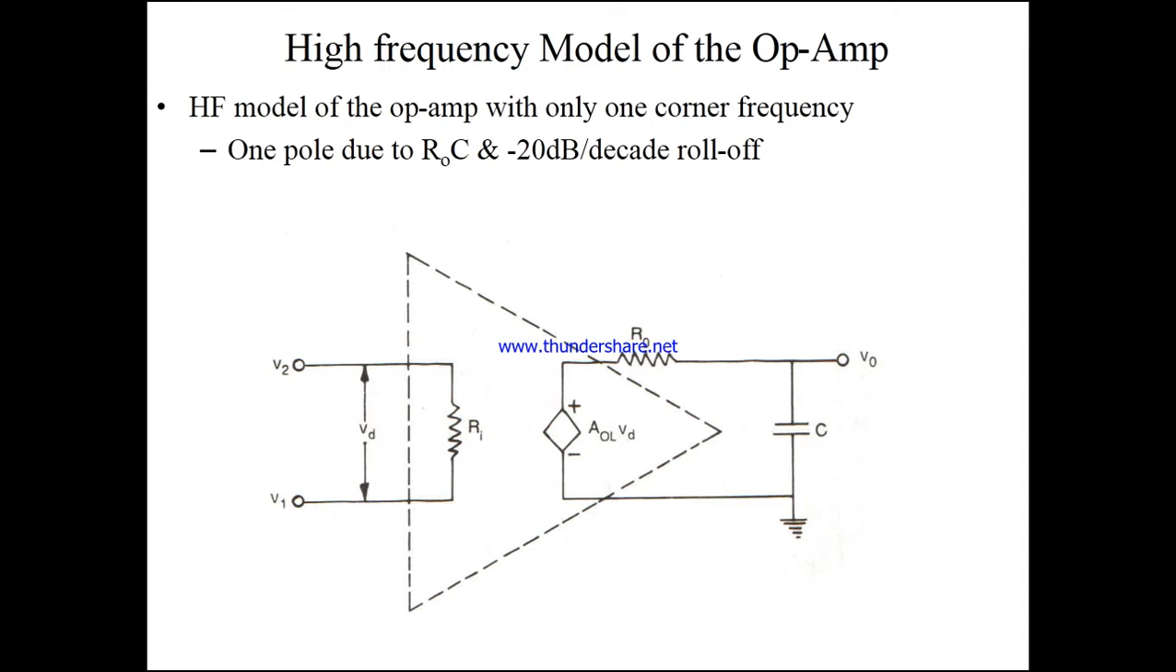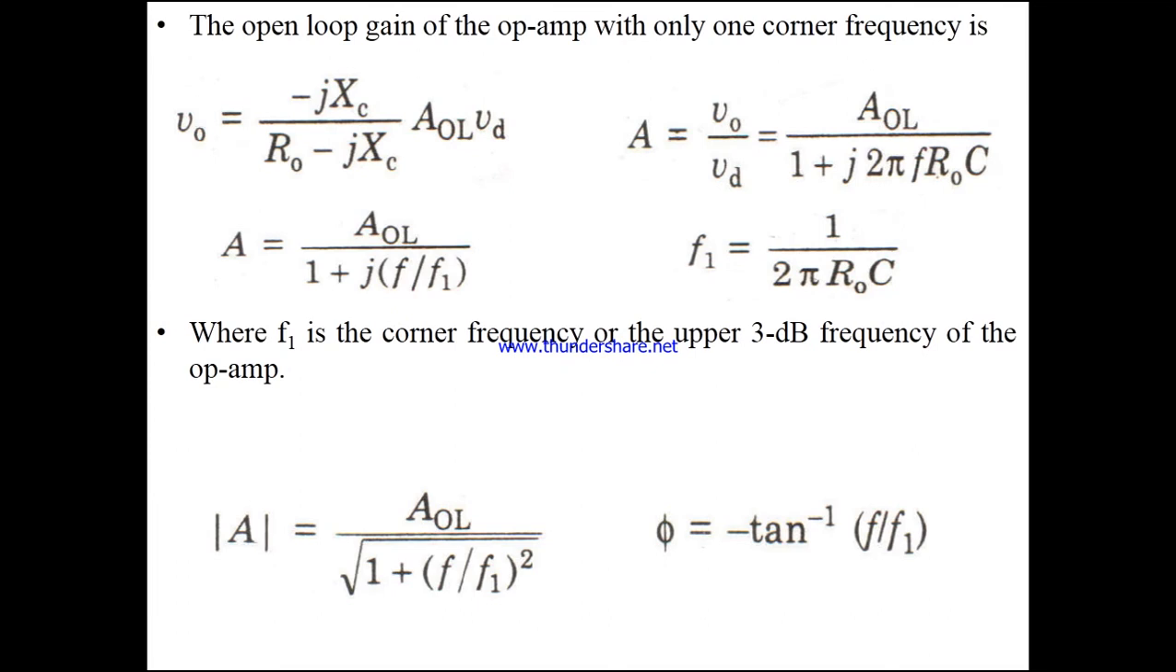Here this is the high frequency model of the operational amplifier. The high frequency model will have only one corner frequency, and the one pole due to R0 and C gives a roll off of minus 20 dB per decade. When frequency varies, gain also varies, and this is called the frequency response. At high frequency, it must have one corner frequency, also called the cutoff frequency or break frequency.